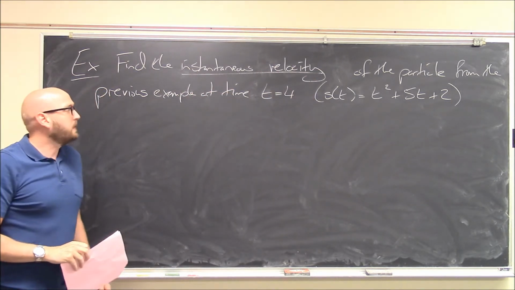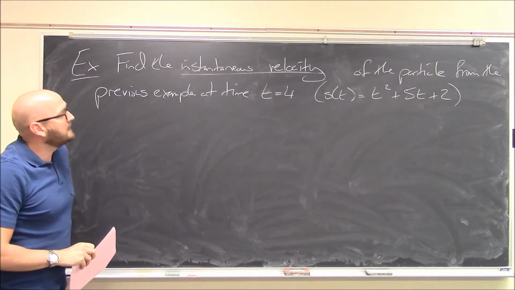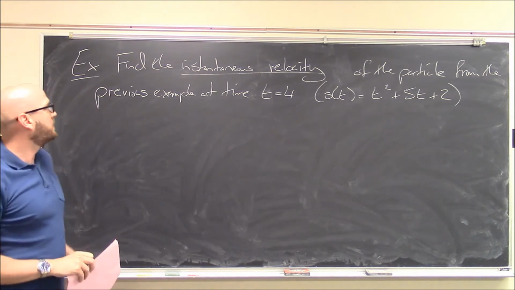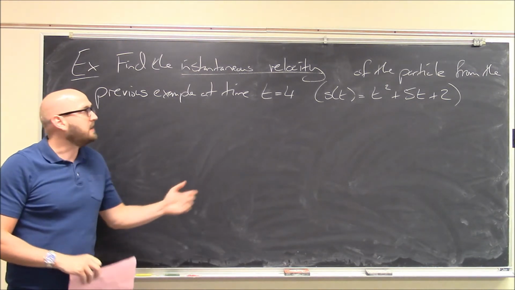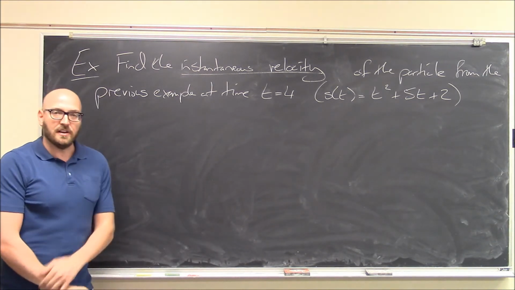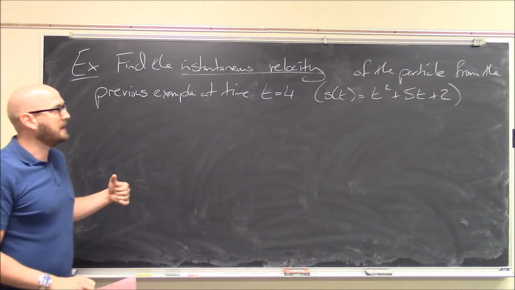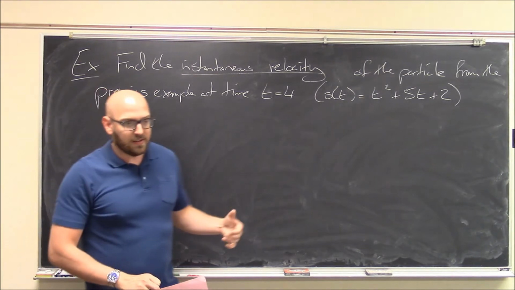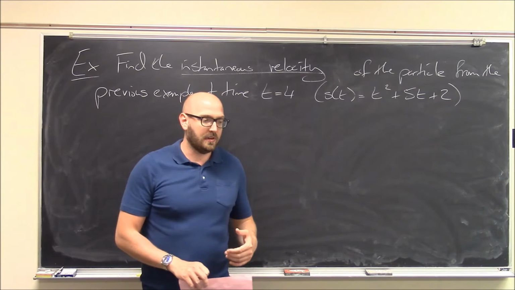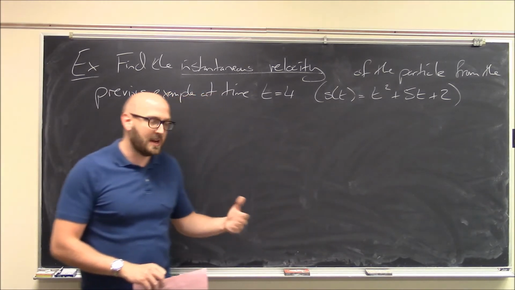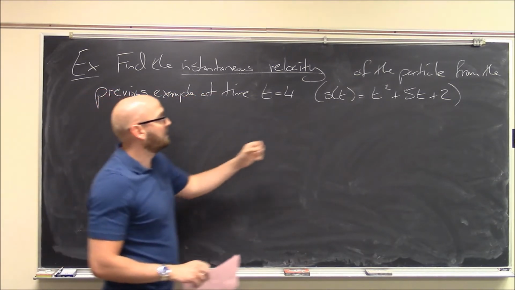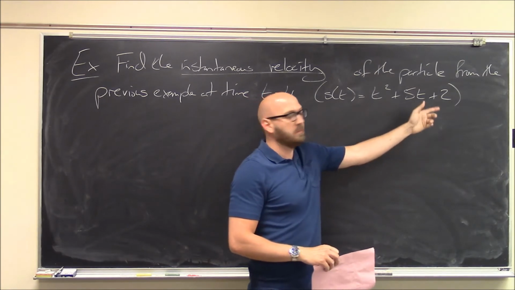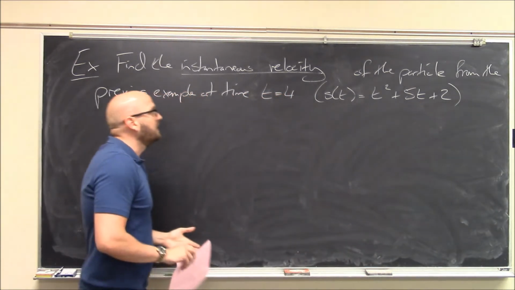Alright, so here's our first example. Find the instantaneous velocity of the particle from the previous example at time t equals 4. We had a particle, and its distance from a fixed point at any time t was measured. This function, s of t equals t squared plus 5t plus 2, tells us the distance at any time.